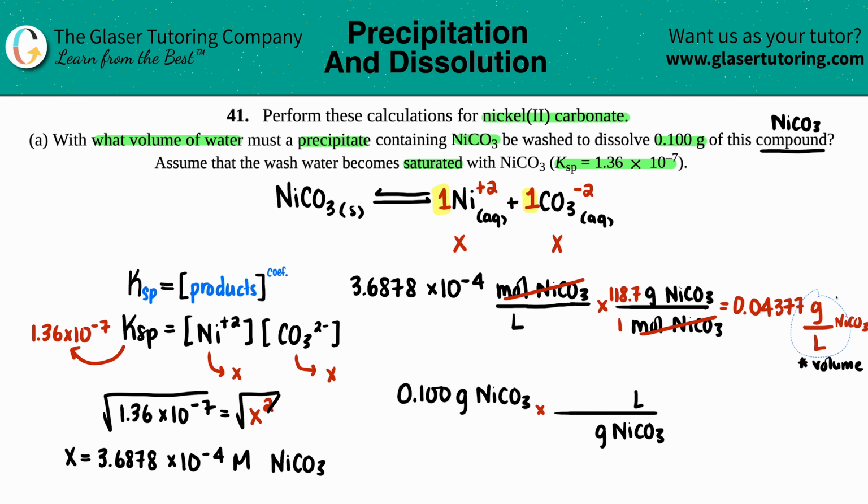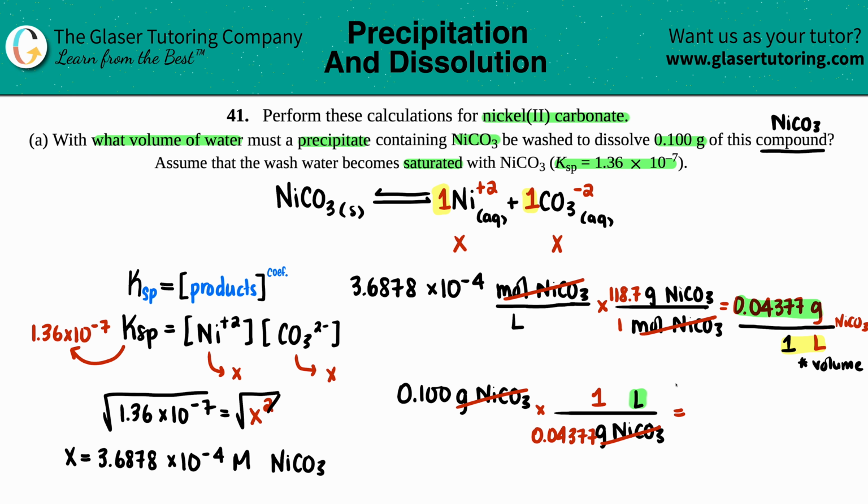So basically, this is flipped. Keep in mind that this is over 1 liter. So the 1 liter has to go together, and the 0.04377 grams have to go together. So the 1 goes on the top, and the 0.04377 goes on the bottom. The grams of the NiCO3 go bye-bye, and we're left with just liters. And that's the liters of the water.